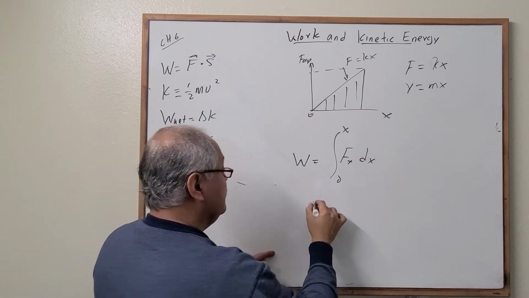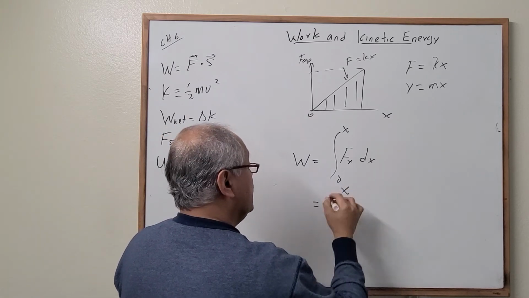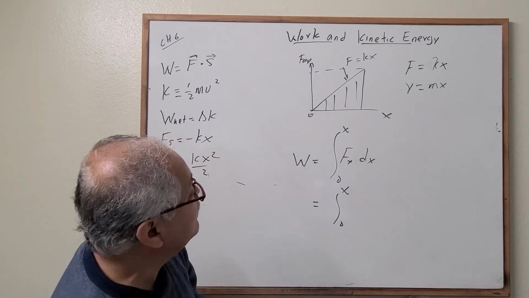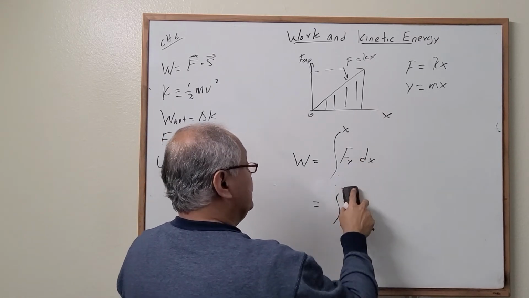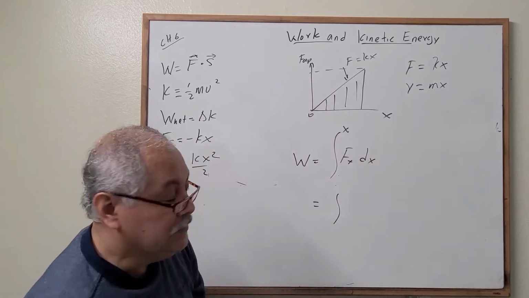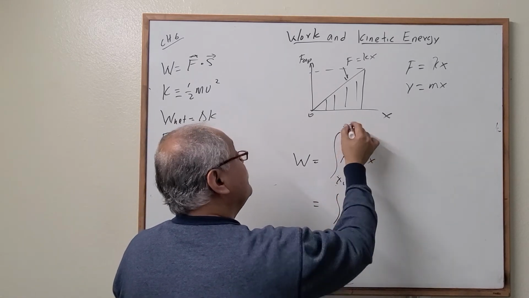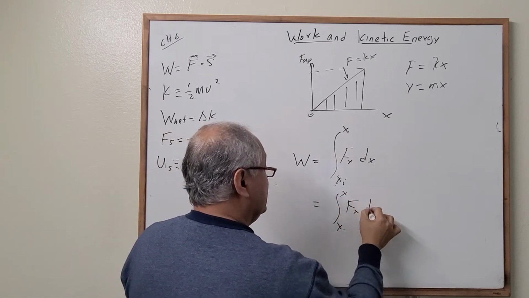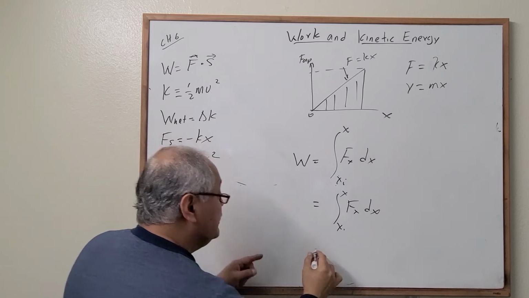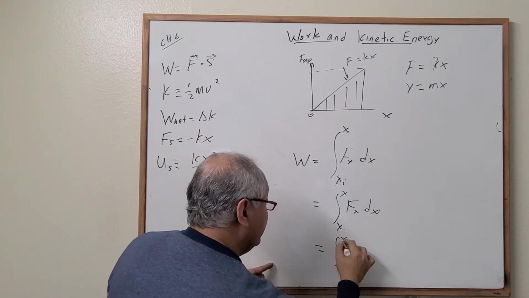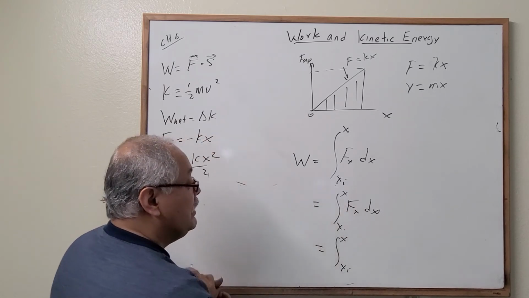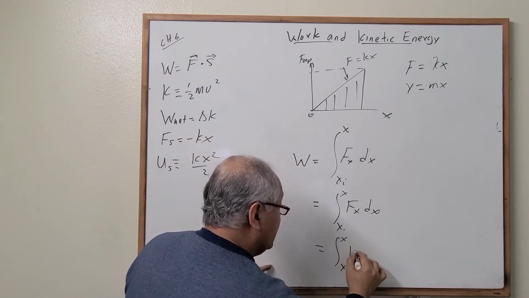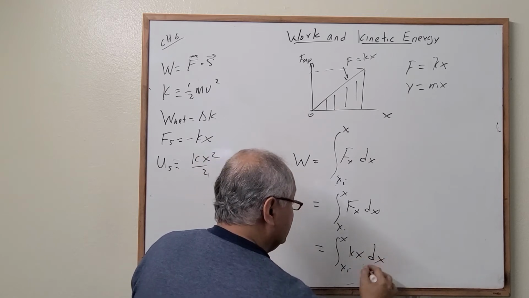Okay, let's do it. So it's equal to the integral from any two positions in general. Let's say initial position and final position, of this product. So it's equal to the integral from initial position to final position. What should this force be? It's going to be kx, correct, dx.